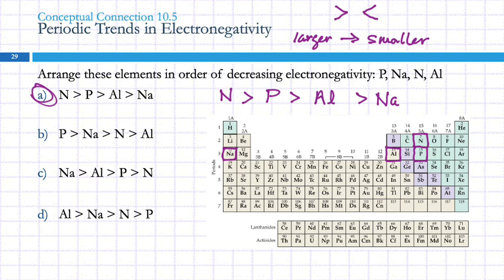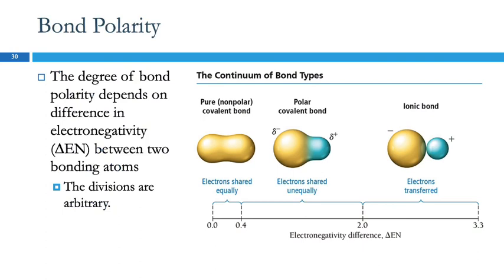In general chemistry, you almost never need to know the exact electronegativity difference. You just need to know if the electronegativities are different. And if so, which one is more electronegative? And so being able to put these in order is a good skill. Well, the degree of bond polarity depends on how different the electronegativities are.